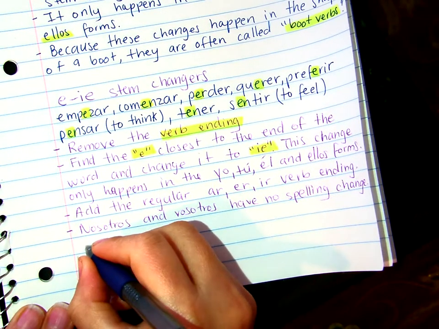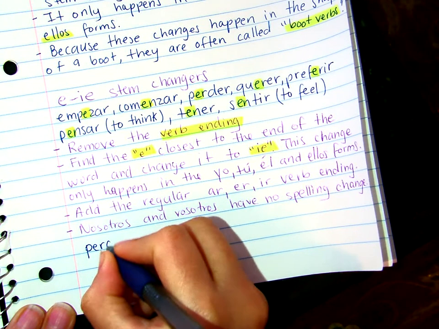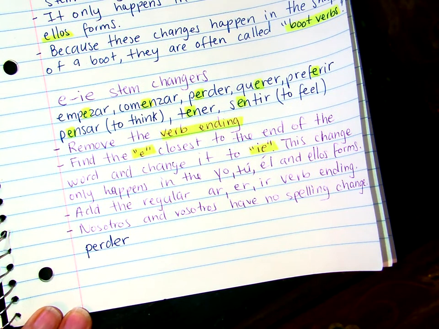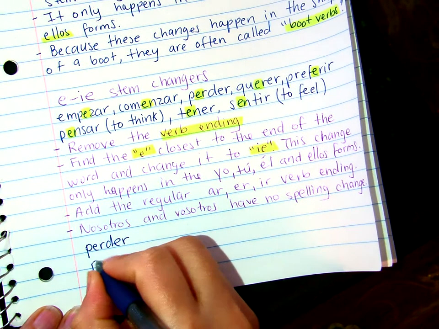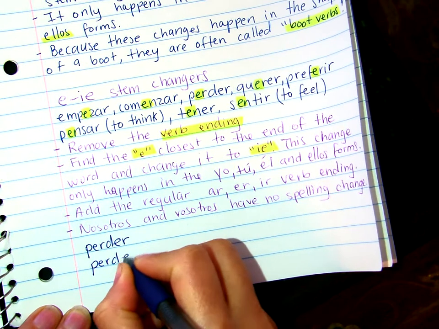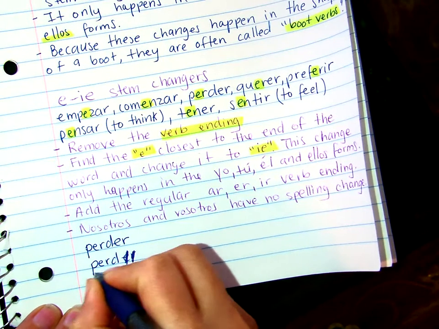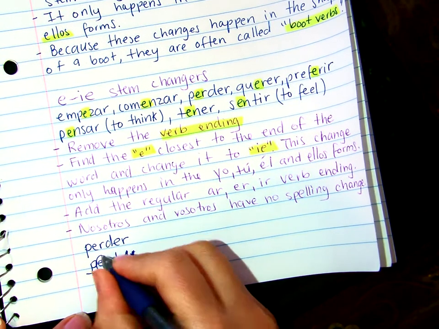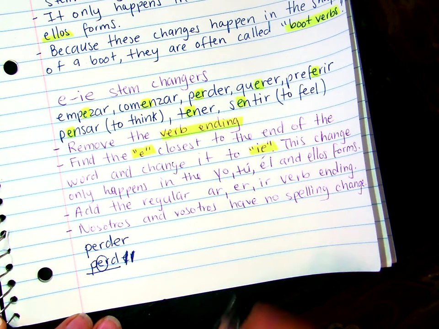Okay? So I'm going to conjugate one of these ones. I'm going to use perder. I have the verb perder. What is the first thing I need to do to perder? Remove the ending of the word. So I'm left with this, right? What do I do then? I find the E closest to the ending of the word. So it's this one. And I will change that to an IE.